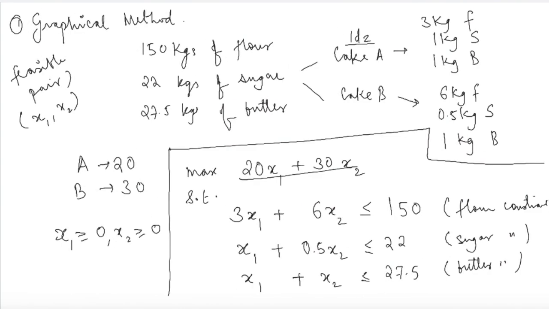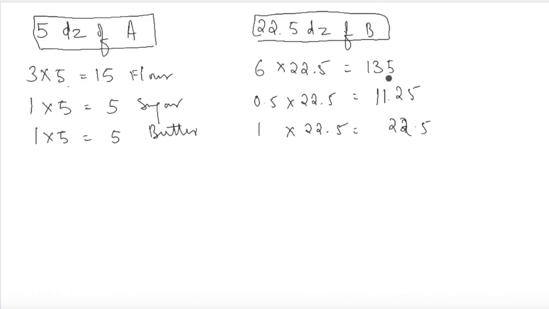Similarly, for 22.5 units of cake B, you will require this much amount of 135 kilograms of flour, 11.25 kilograms of sugar and 22.5 kilograms of butter. Now if you add these values, for flour you will notice that you exhaust the entire amount of flour. If you remember, the baker originally had 150 kilograms of flour, and यहाँ पे by producing the optimum value of cake A and cake B, you are exhausting the amount of flour that you have.